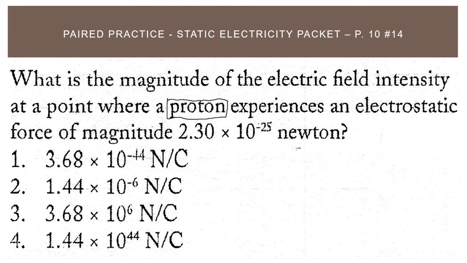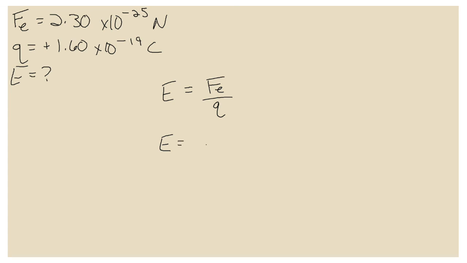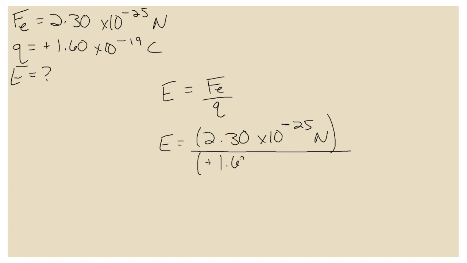It is very, very important for everybody to remember that the charge on a proton is equal in magnitude to the elementary charge, which has a value of 1.60 times 10 to the negative 19 coulombs. And so we can say here that the electric field strength, as given by the equation we just developed, is Fe over Q. Plugging in our numbers, we have E equals Fe, the electrostatic force, 2.30 times 10 to the negative 25 newtons, divided by the charge, positive 1.60 times 10 to the negative 19 coulombs.